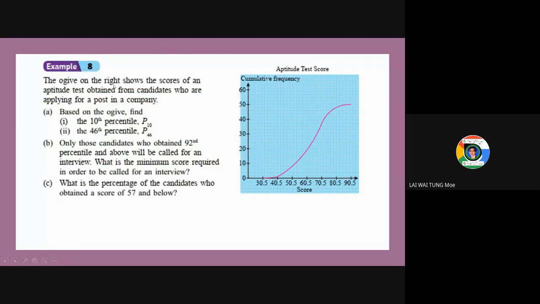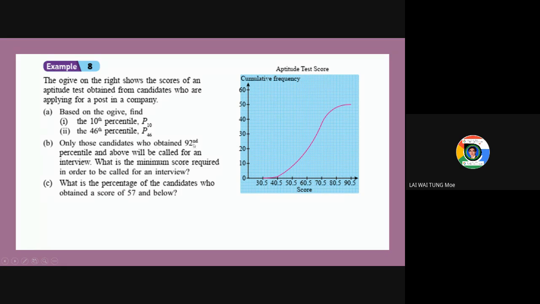The ORGIF on the right shows the scores of an aptitude test obtained from candidates who are applying for a post in a company. Based on the ORGIF, find the 10th percentile or P10. Find the 46th percentile or P46. So this is how we write the percentile, just referring to which percentile you want. P10 means the 10th percentile, P46 means the 46th percentile.